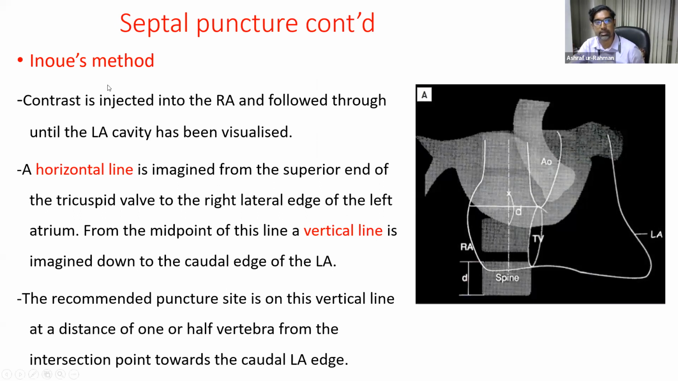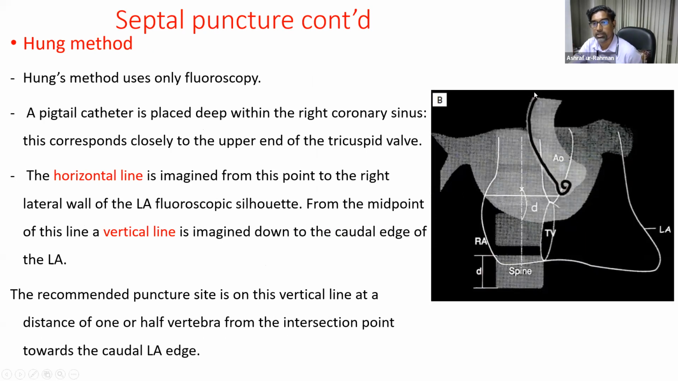We have to assess this by Inoue's method, and we actually follow the Hung's method. At the level of the root of the aorta where the pigtail catheter is placed, this is the upper limit of the tricuspid valve. We take a horizontal line here, and then we perpendicularly take a vertical line, and from this midpoint we take 1 vertebra or half vertebra below along the lower edge of the left atrium. So a half vertebra or 1 vertebra below this point is the septal puncture site in case of Hung's method.